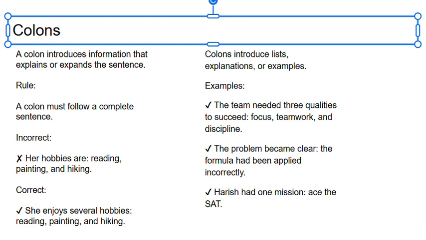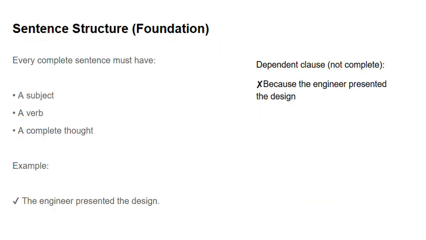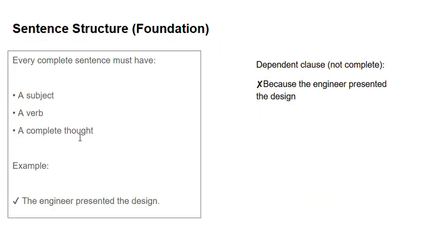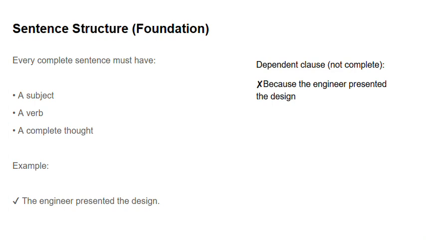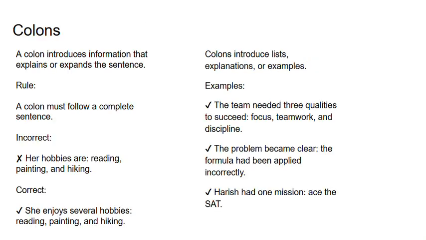So since it has all three of those rules that we saw for sentence structure, I'm just going to pull the rules up. It must have these three things. Since it has all those things, then it will be correct, okay? She enjoys several hobbies: reading, painting, and hiking. That's correct. Another use case is if they're introducing lists, explanations, or examples.